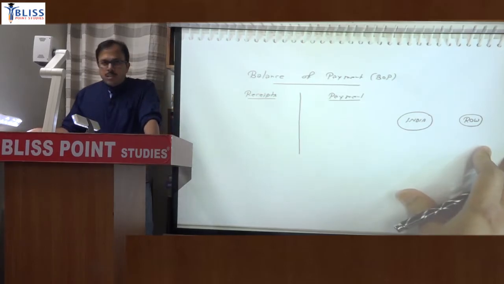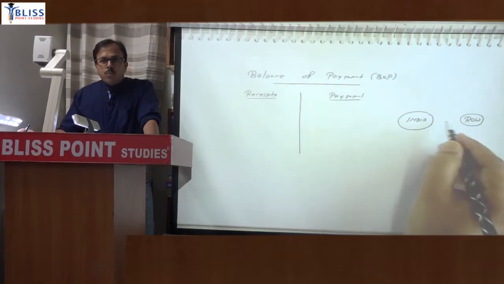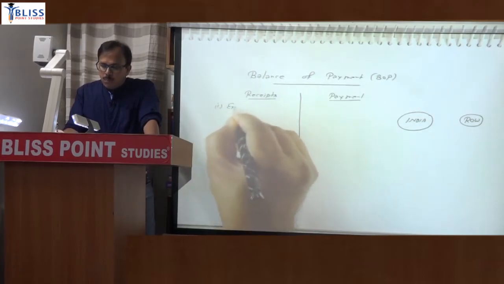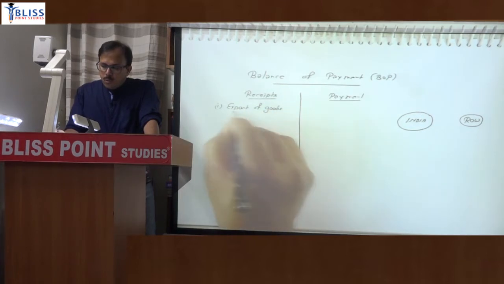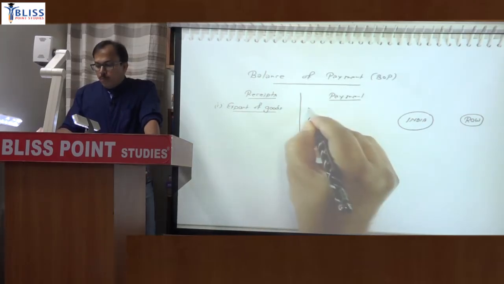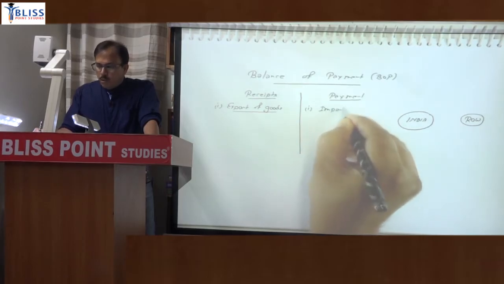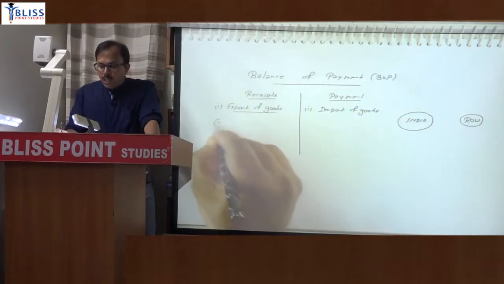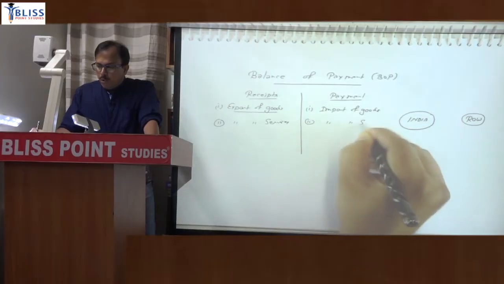Now what are the economic transactions? For example, from India, if we export goods, when you export goods, it will be recorded in the receipt side. So it is export of goods. When we import goods, it will be recorded in the payment side. So that will be import of goods. Apart from goods, there will be transactions of services. So export of services, similarly import of services.